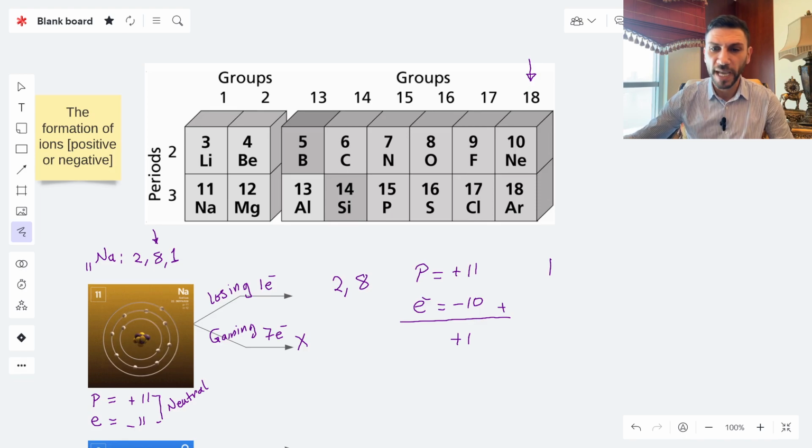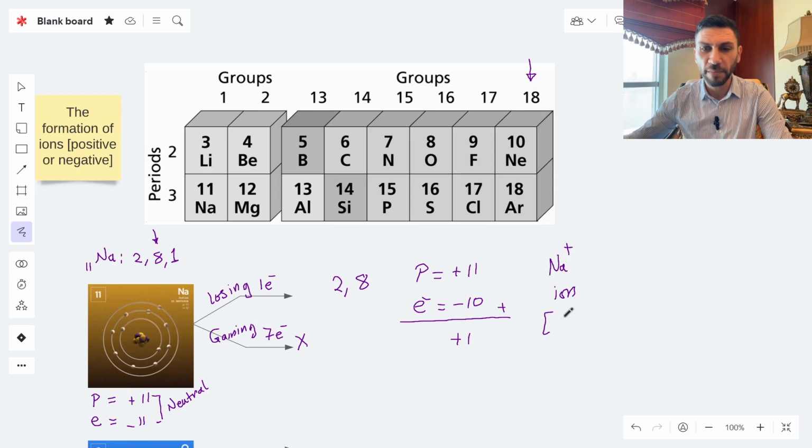And we write Na positive 1. We don't need to write the number 1, so only the positive sign. So Na positive. Now this Na positive is not an atom, it's an ion. And it's a positive ion. A positive ion, we give it the name cation.